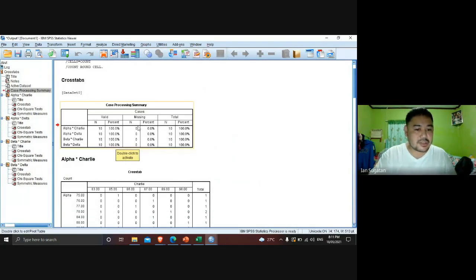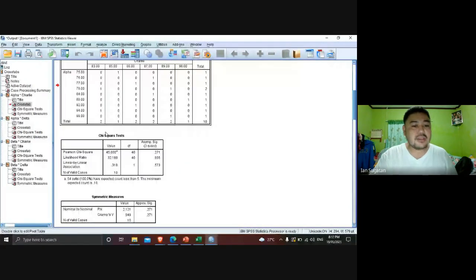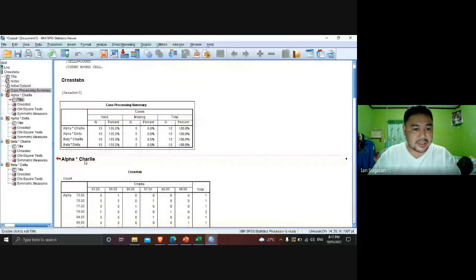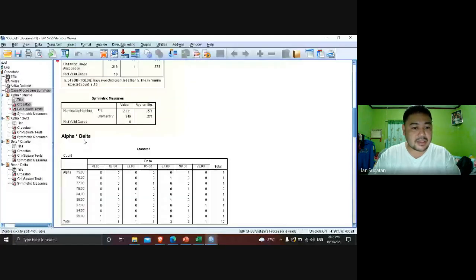Ang summary nga crosstabs is ang pinaka-importante, guys. So i-click niyo diyan tapos pinduton niyo ang shift button sa keyboard nyo, then i-click nyo ang Alpha Charlie. Pag-click nyo ka Alpha Charlie, makita ang chi-square test. Then ang crosstabs, never mind ang symmetric value, ang chi-square test lang ang sa dalom.